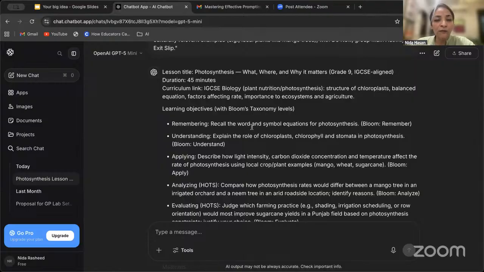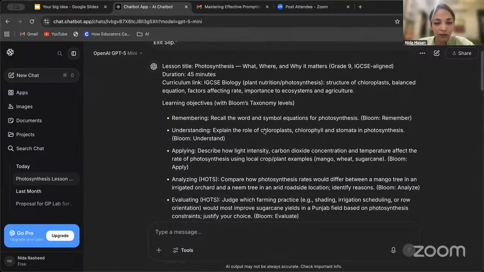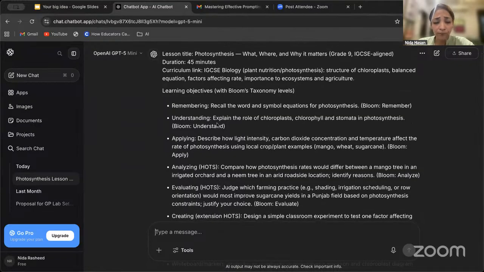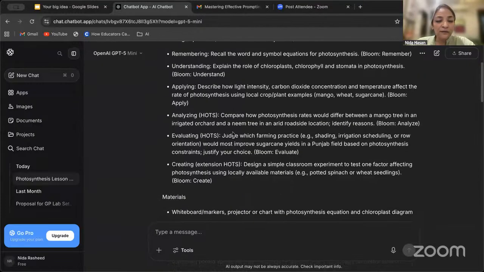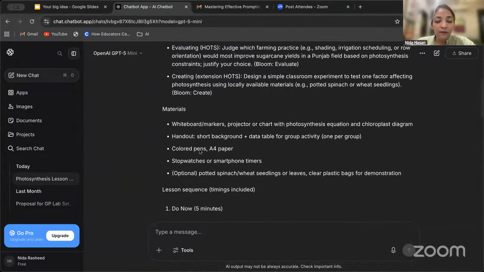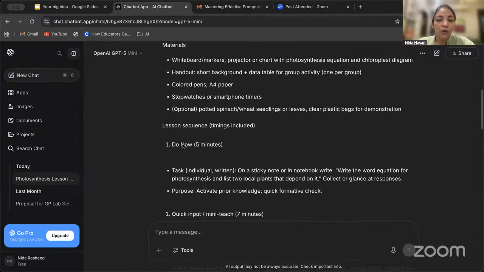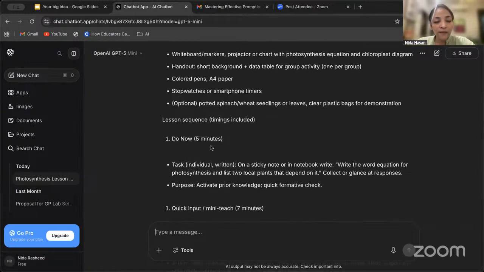So remembering: recall the word and symbol equation for photosynthesis. So this is with remember, then understanding: explain the role of chloroplasts, analyzing, evaluating, creating. Then it's saying that these are the materials that I will need. The lesson sequence now, look at this, do now, and it's giving me exactly how I should structure my plan.